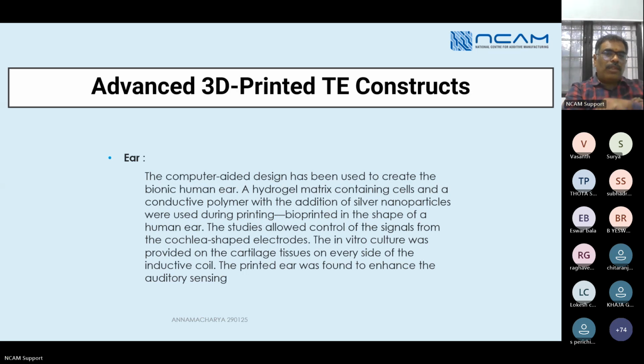Coming to the ear, this is one more advancement where computer aided design has been used to create the human ear, where we have scanning being done. That scan can be taken as a 3D scan file into the design, and then a hydrogel matrix containing the cells can be layered layer upon layer to build the complete ear, which can be 3D printed, with the addition of silver nanoparticles used for the printing, which helps in the development of the human ear. There are various techniques they are using, but especially for tissue engineering constructs, the ear is one where cartilage tissues are being used.